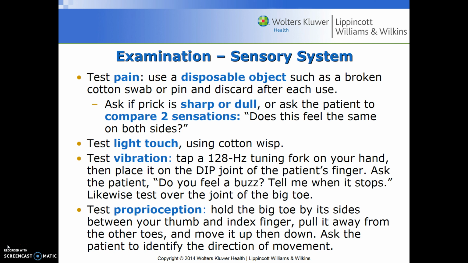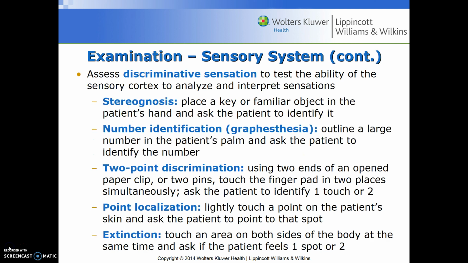And then we do test for proprioception, usually with the big toe. You're holding it up or down and see if they can identify that movement. Remember, this is within the sensory system. It's important to be able to assess discriminative sensation, and there's a number of tests to do that I believe you are all familiar with. But stereognosis is where you take a key or a familiar object. The patient has their eyes closed and you ask them to identify it.